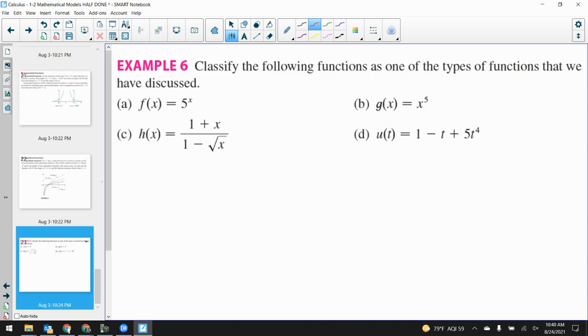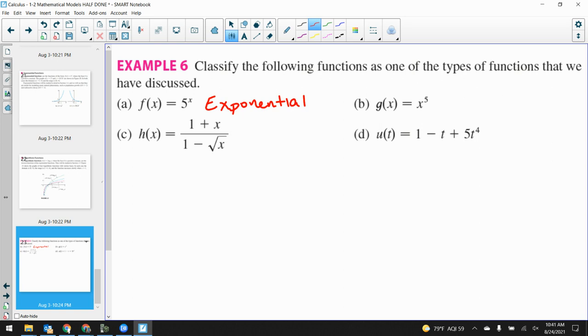Our last example of the day here is just classifying the different types of functions. It's pretty simple. You just have some homework problems on it, so I thought it would be good to give an example. Like for example, part A here is f of x is equal to 5 to the x. That would be an exponential function, right? Remember, whenever the variable is up within the exponent, that is exponential.